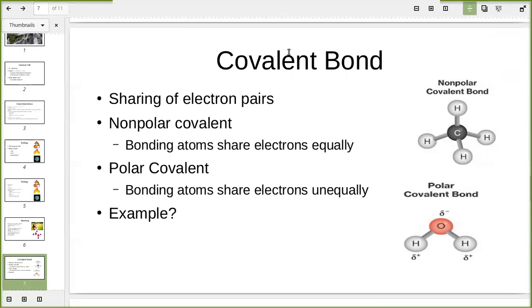sharing of electron pairs. And there's two major types that you should know about. The first major type is the nonpolar covalent bond. And this is where you have bonds between two atoms, and the atoms are roughly the same electronegativity. Does everybody remember what electronegativity means? What does electronegativity mean? What would electronegativity be?